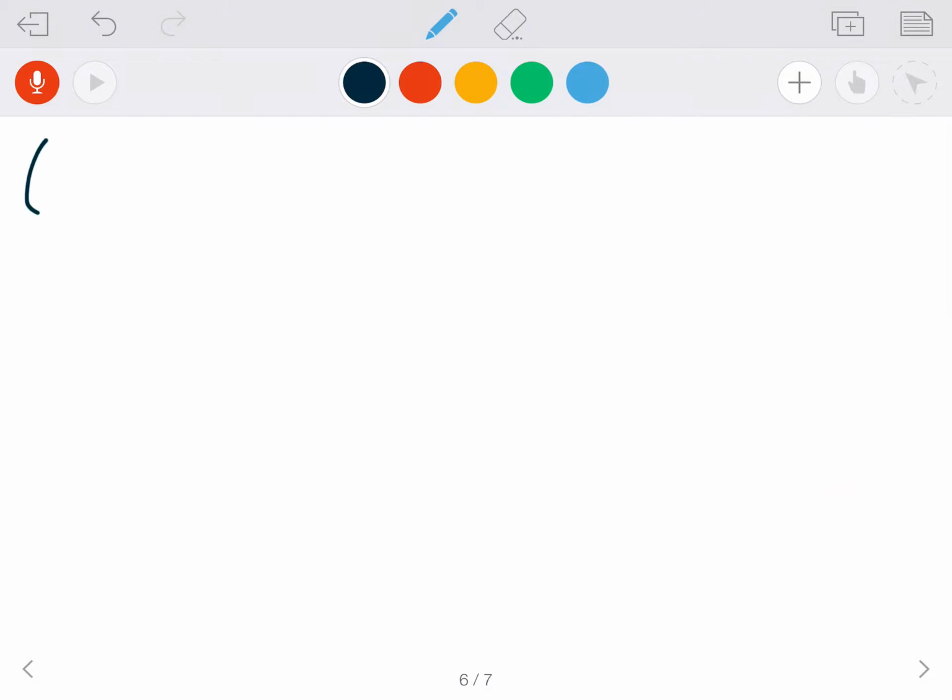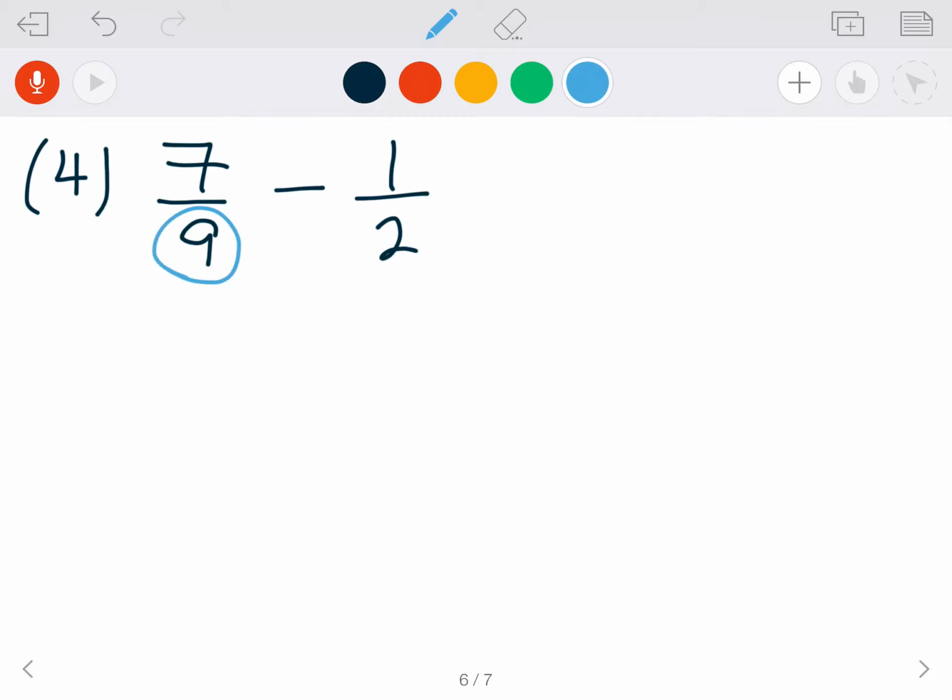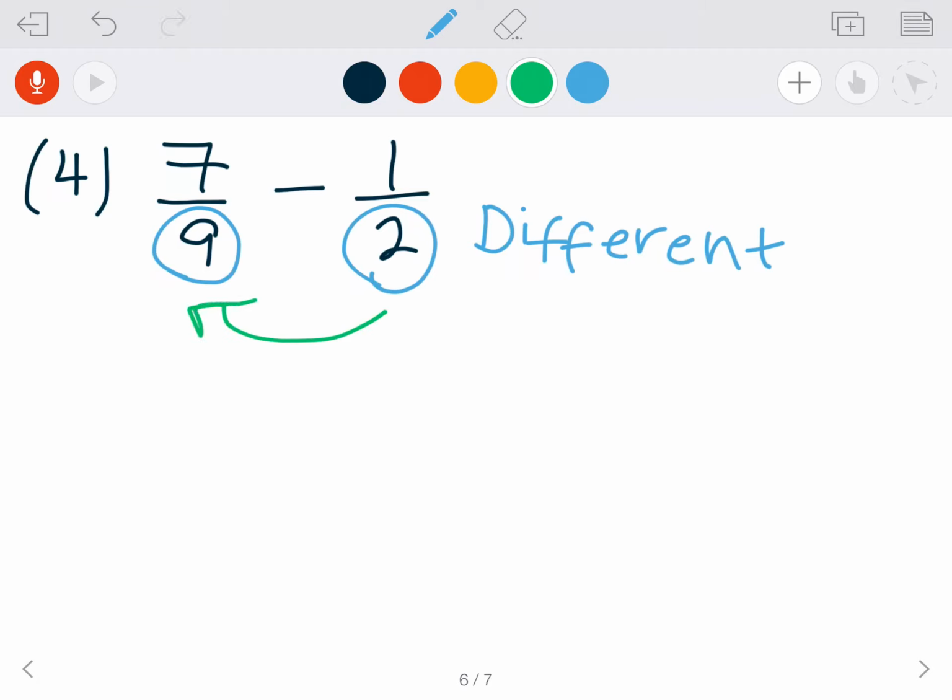All right, one more example. Let's do subtraction. We have 7/9 minus 1/2. The denominator of 7/9 is 9. The denominator of 1/2 is 2. These are different, so that means we need to multiply. Now I know that 9 does not go into 2, that doesn't work, and 2 does not go into 9. So the only common factor that these share is 1.